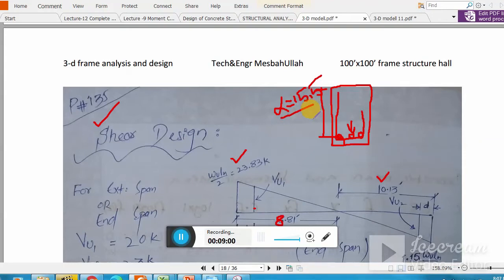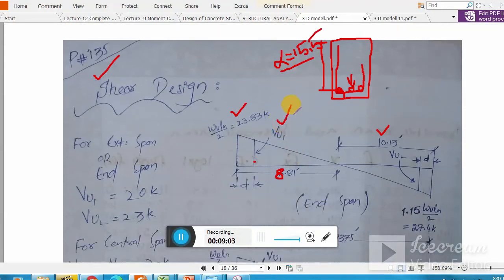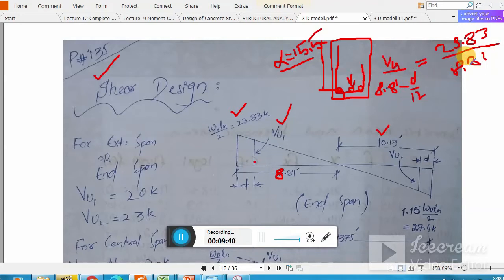And I calculate VU1. That is simple. By the similar triangle rule, VU1 divided by this distance, and this distance will be how much? 8.81. Let me write down: VU1 divided by 8.81 minus d, that is 15.5 inch divided by 12, equals 23.83 divided by the whole distance, that is 8.81. Clear? From this calculation you get VU1, and that is 20 kip.